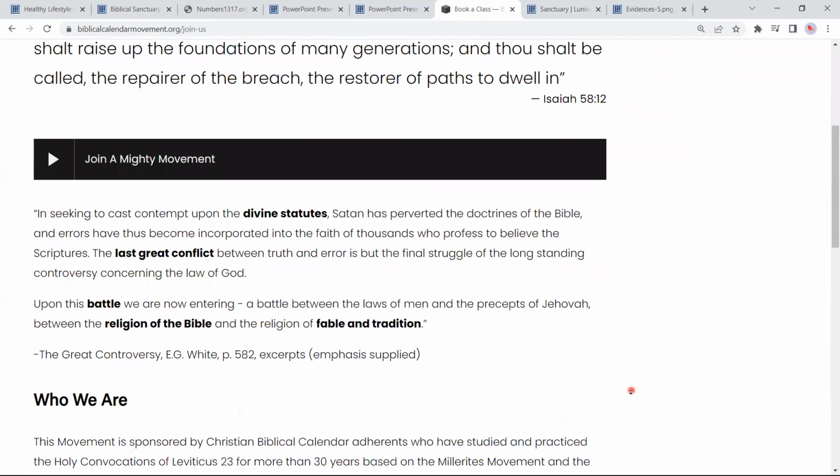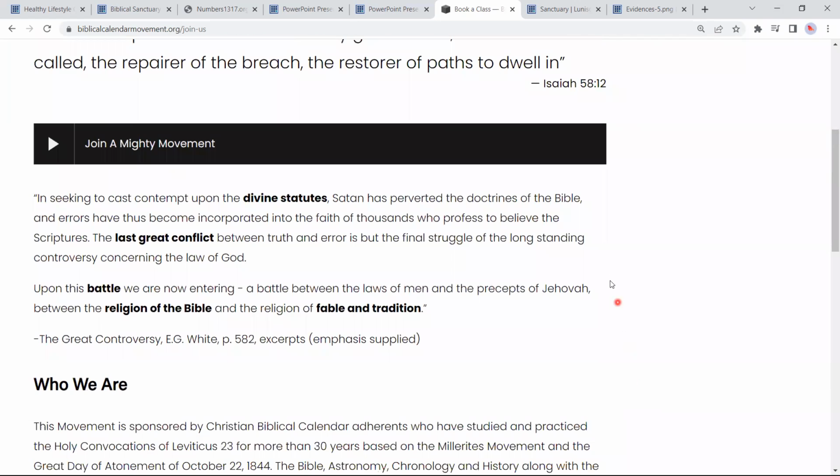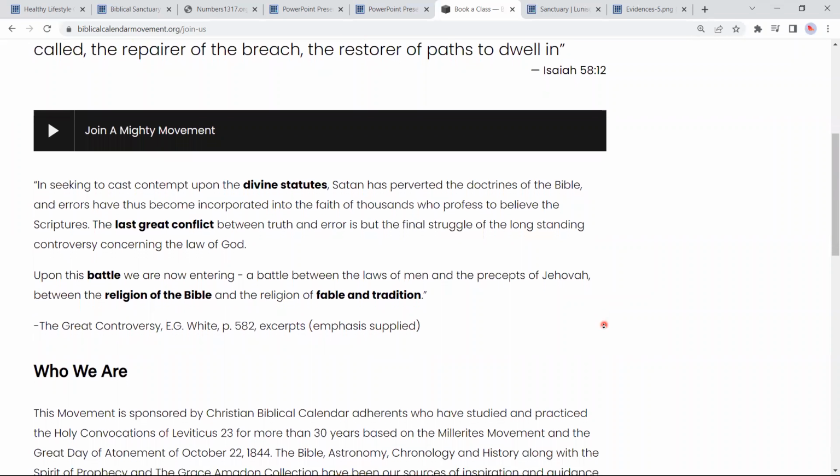Upon this battle, we are now entering, and it says here, the last great conflict between truth and error is but the final struggle of the long-standing controversy concerning the law of God. Upon this battle, we are now entering a battle between the laws of man and the precepts of Jehovah, between the religion of the Bible and the religion of fable and tradition.